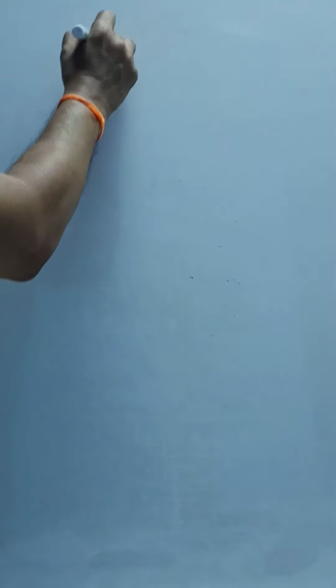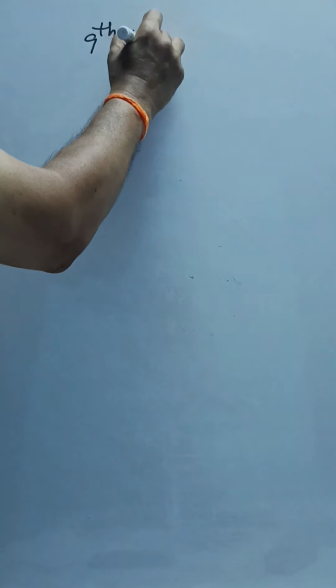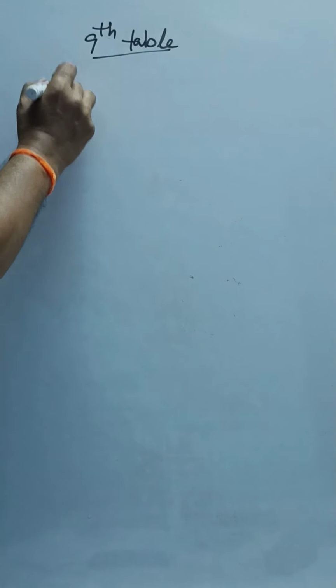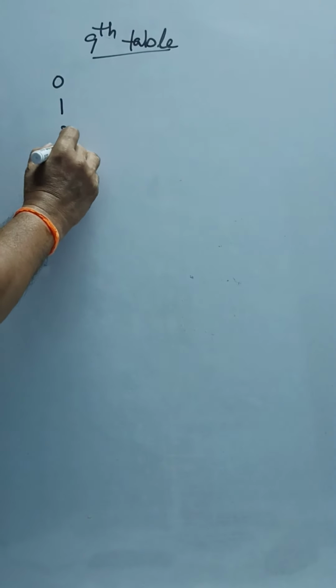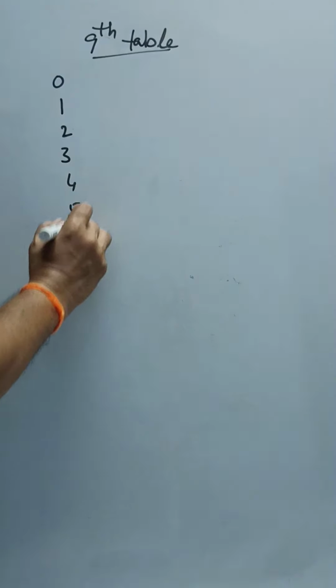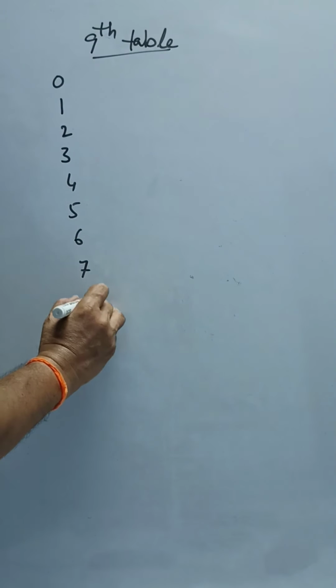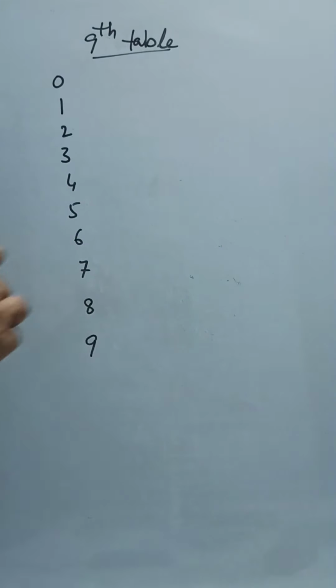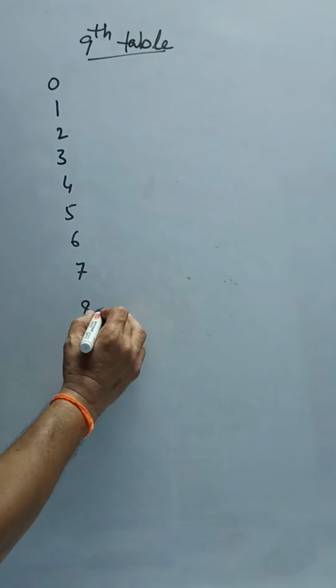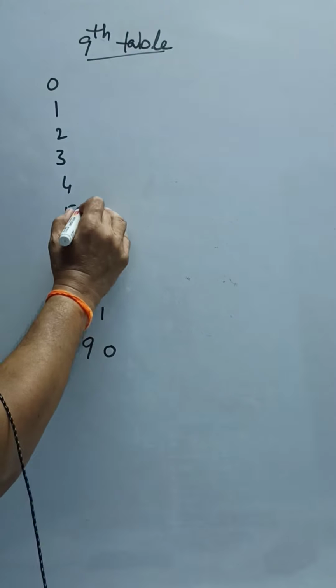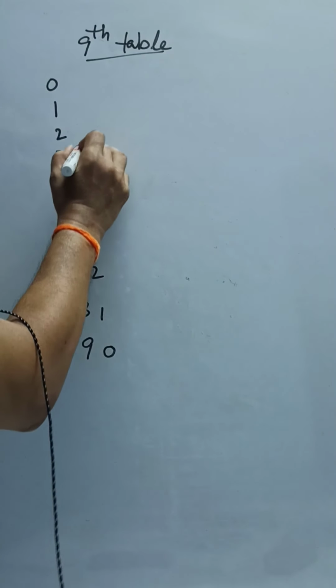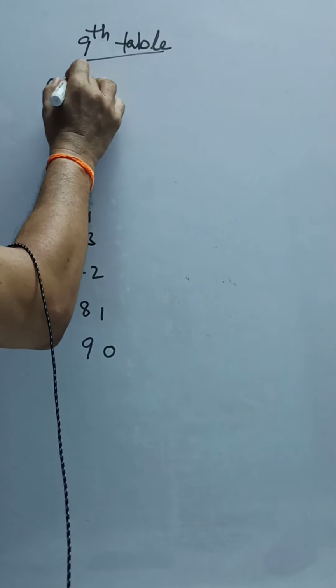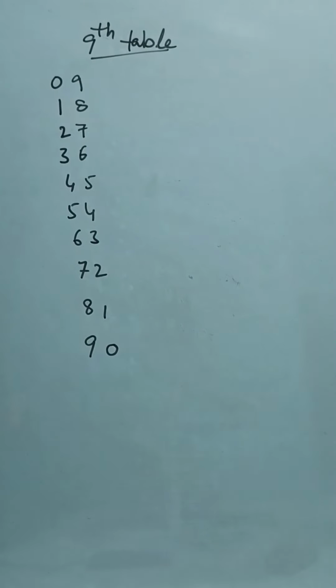And the last one, to write the ninth table, easiest one, start writing from 0. 1, 2, 3, 4, 5, 6, 7, 8, 9. Then from bottom to top, again 0, 1, 2, 3, 4, 5, 6, 7, 8, 9. My 9 table is over.